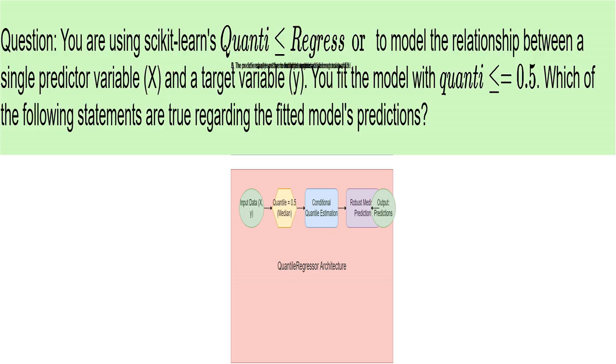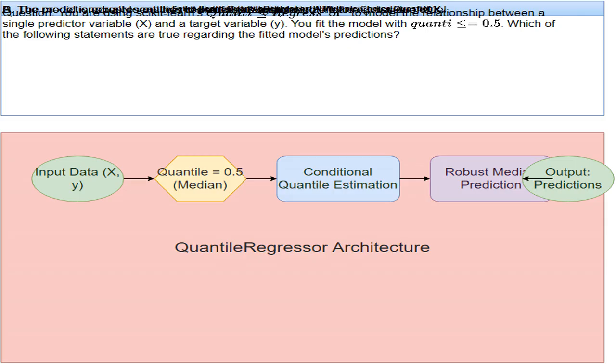I'm presenting a multiple-choice question about Sklearn's QuantileRegressor, a machine learning model used for regression tasks. We'll explore how it handles data and makes predictions. Here's the core question. We're using a specific type of regression model called QuantileRegressor from the popular Python library Sklearn. We'll see which statements accurately describe what this model does. The focus is on the predictions when we set the quantile parameter to 0.5.